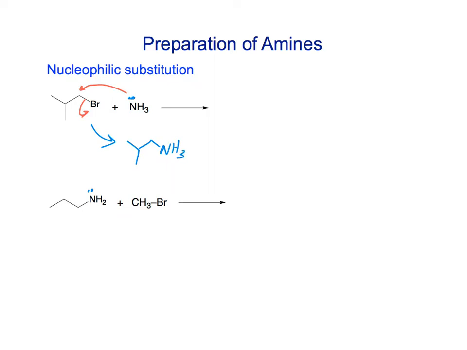We'd come down here, we would get an intermediate that would be the ammonium ion, so the ammonium bromide salt. And then to get to the free amine, it would take another molecule of ammonia to pull off one of these protons to give us this free amine. Okay, so this all looks fine, but can you see any potential problems?